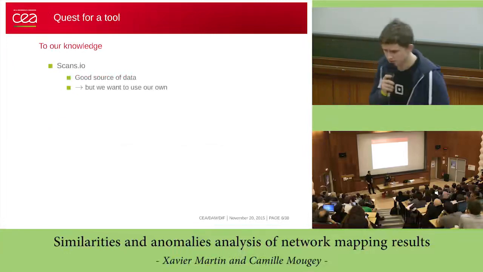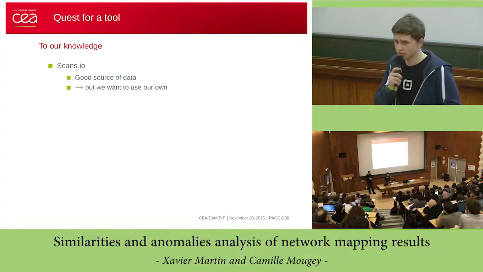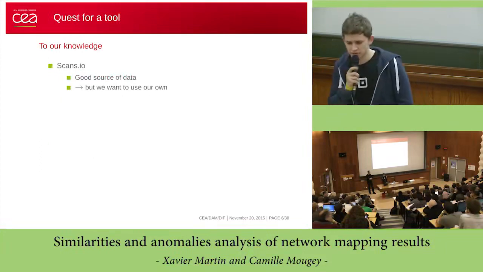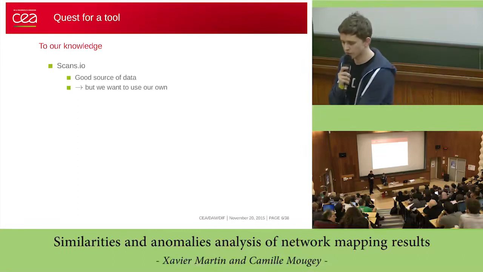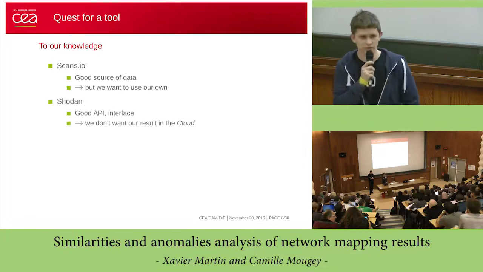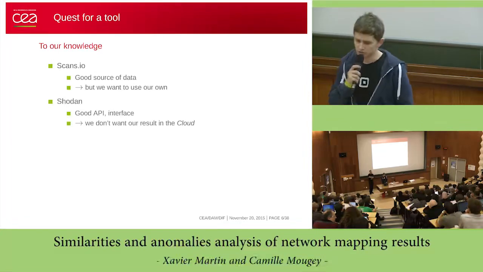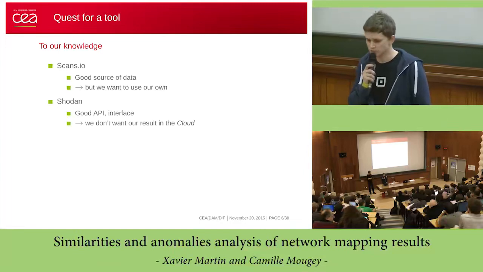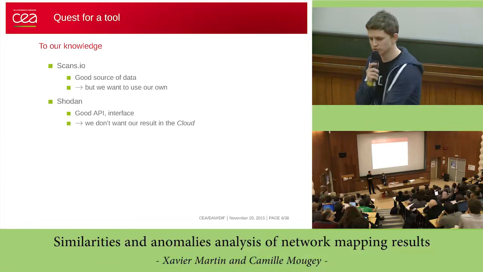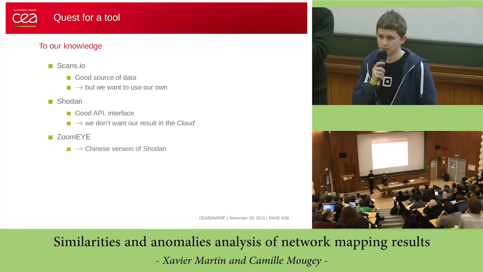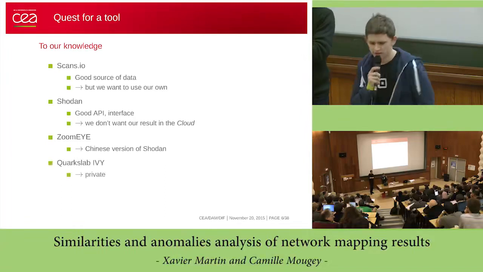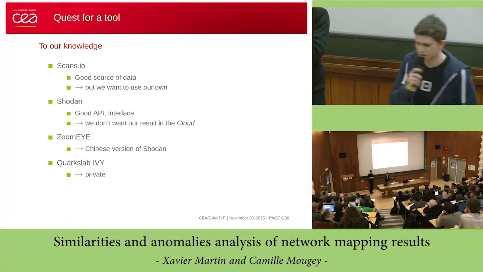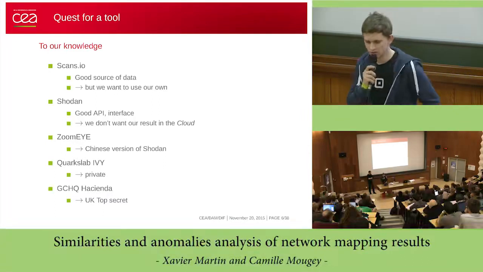So what tool? To our knowledge, just the publicly available ones. There is scans.io. It's a good one, a big source of data, but we want to use our own data. You may know Shodan, which has a good API, really a beautiful interface, but we don't want our results in the cloud. You have ZoomEye, the Chinese version, because as with porn there is always a Chinese version. You have the Quarkslab Ivy, but it's private. And thanks to Snowden, there is a GCHQ agenda, which was top secret.